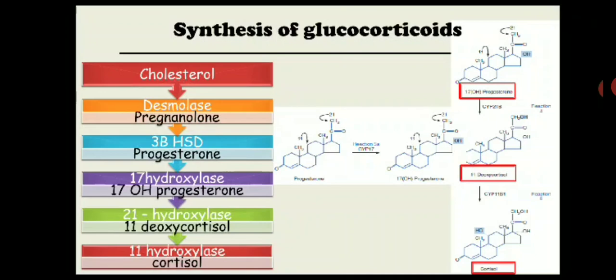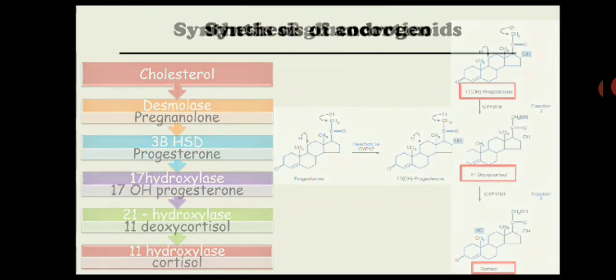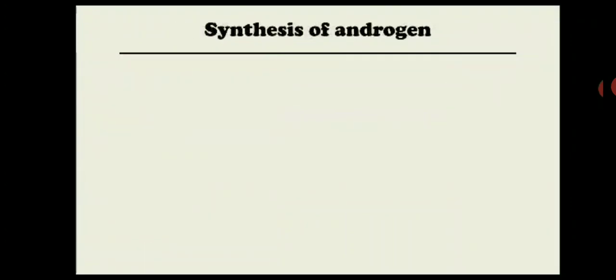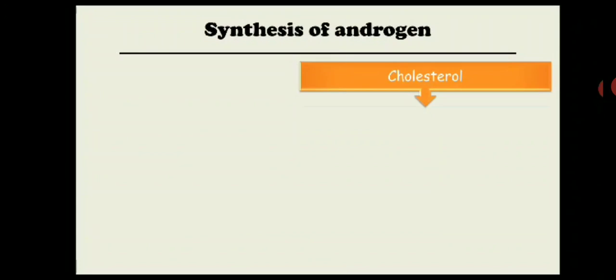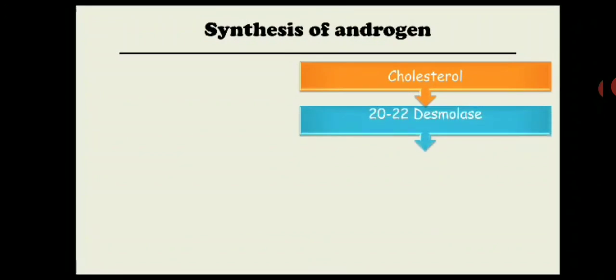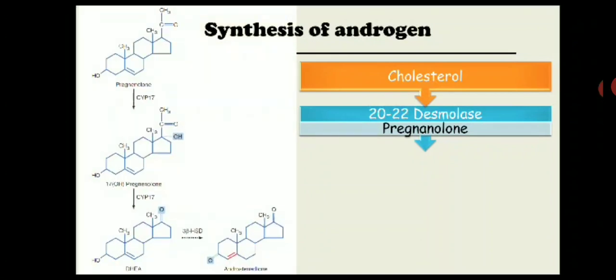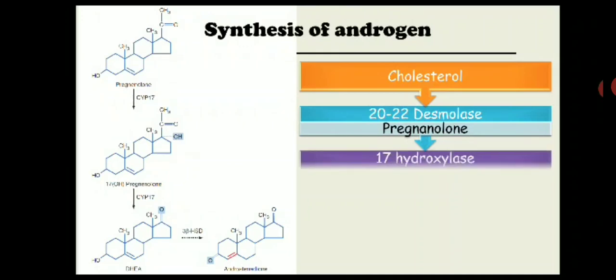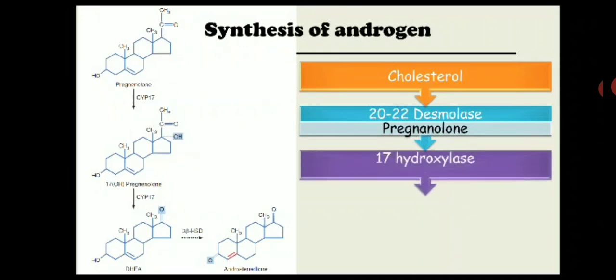Now the remaining one is the synthesis of androgen. Now how will the androgen be formed? As we know, the initial steps of the hormone synthesis are the same. First, cholesterol gets lysed by 20-22 lyase, the desmolase enzyme, and pregnenolone will be formed. Now here's the thing. Instead of making progesterone, this pregnenolone first enters 17 hydroxylase, and this pregnenolone gets hydroxylated at the 17th carbon and makes 17-hydroxypregnenolone like this, right?